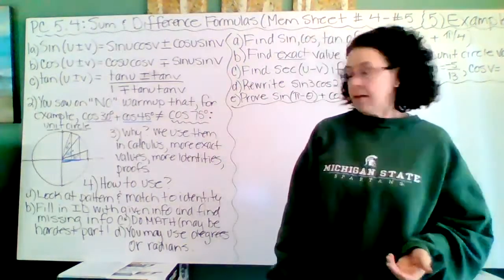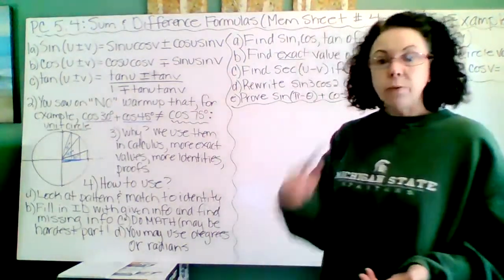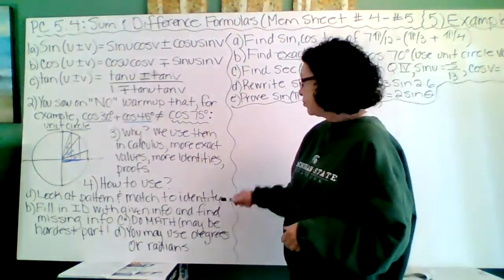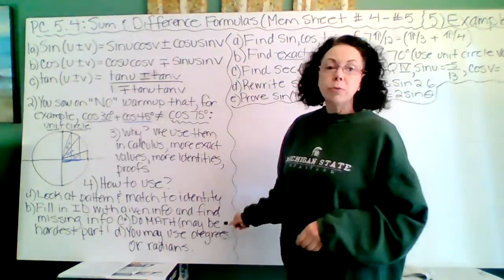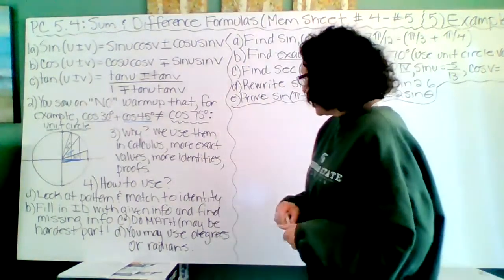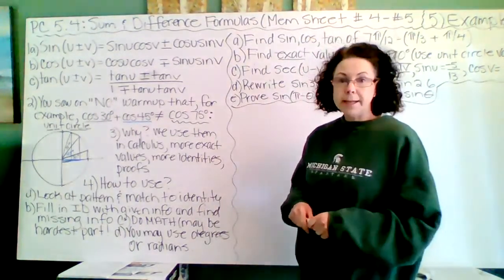Then we fill in the identity with information we have been given. And if we are missing any information, we will have to find it. We will do our math. That can actually be the hardest part. And we may use degrees or radians.